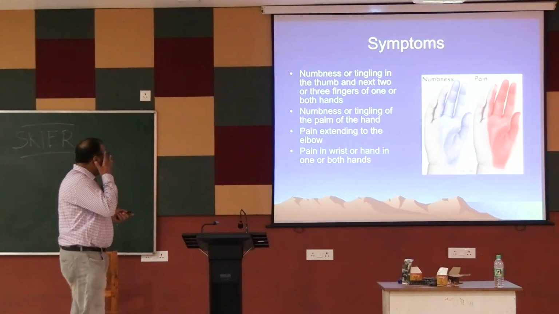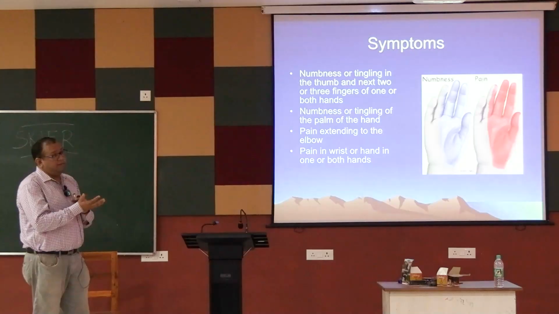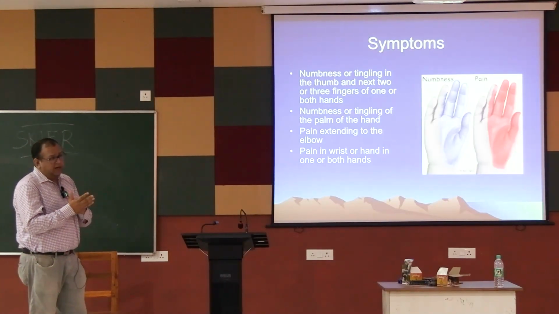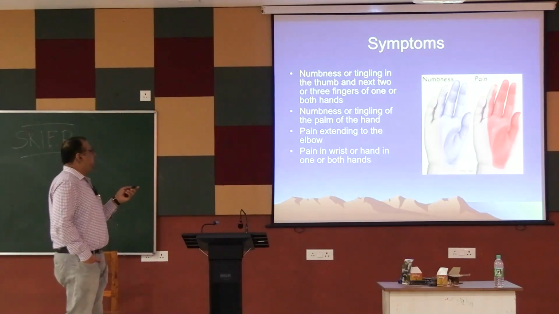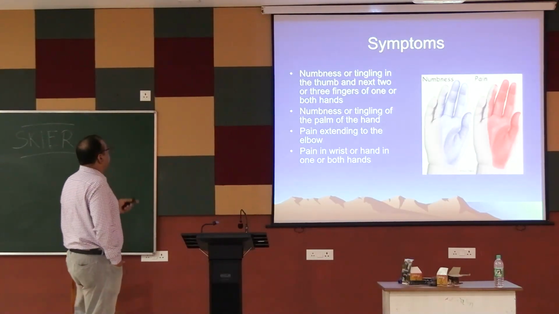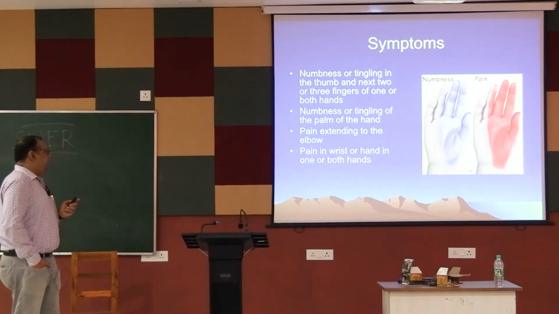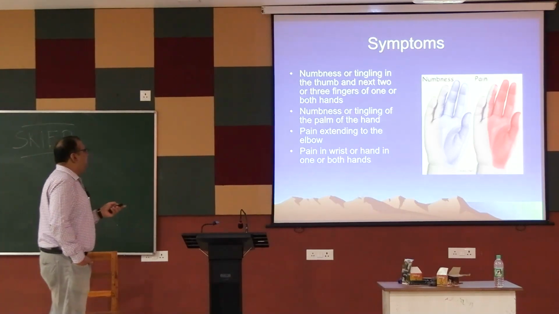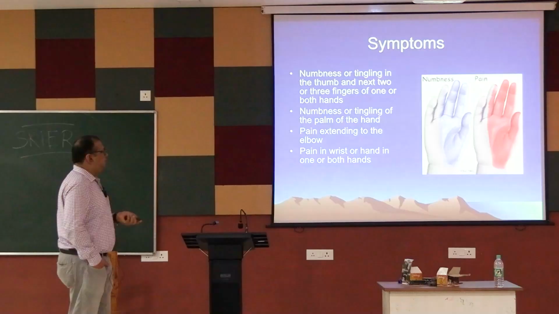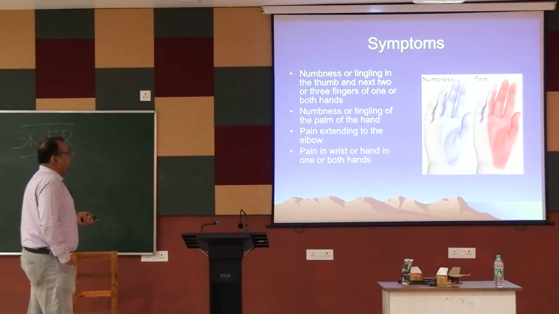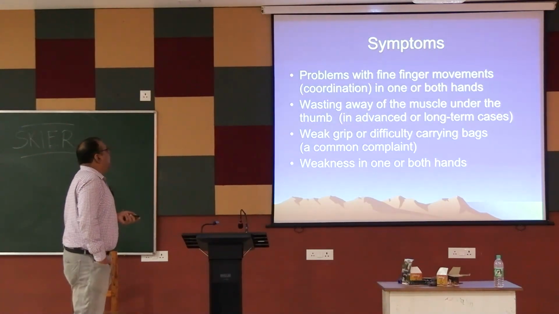These are symptoms. The patient will come to you saying, I am having tingling numbness over my hand. So the symptom of carpal tunnel syndrome is numbness. Pain on extending the elbow, very rare, right? Or pain on the wrist or hand. But mainly the patient comes with this type of symptom, that I am having tingling numbness in my hand.